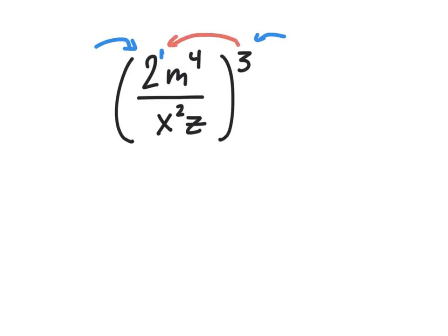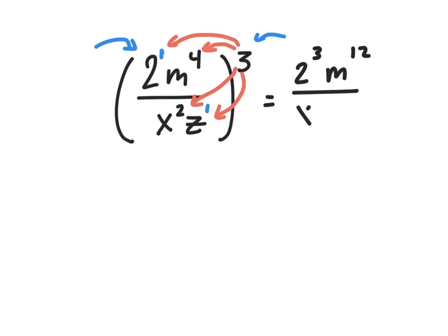We're going to apply the 3 to the first power. We'll apply it here, 3 times 4. Same thing on the bottom, the z has a 1. So we'll apply it there, 3 times 1, and also to the x squared, so that'll be a 3 times 2. So here's what I see that we end up with. We end up with 2 cubed m to the 12th in the numerator, x to the 6th z cubed in the denominator.